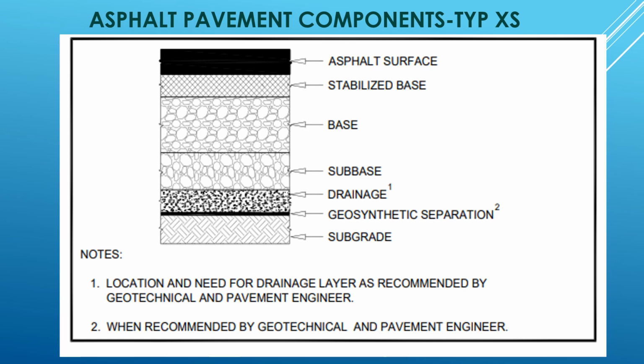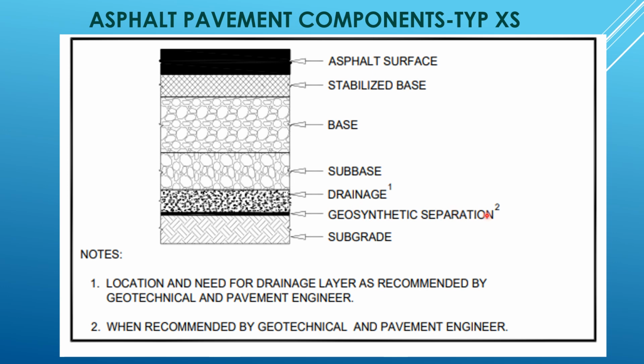On the first part, this slide here shows the layer characteristics of an asphalt pavement. It has the typical asphalt pavement layers: the asphalt surface, the base, the sub-base, and the subgrade. The other materials, like the stabilized base, is used if the base is not strong enough, and the drainage and the geosynthetic separations are per geotechnical report.